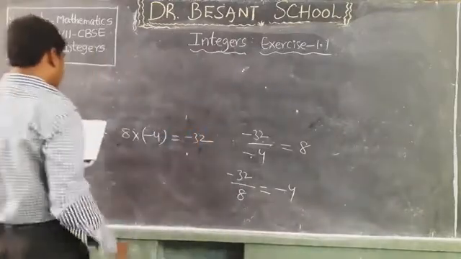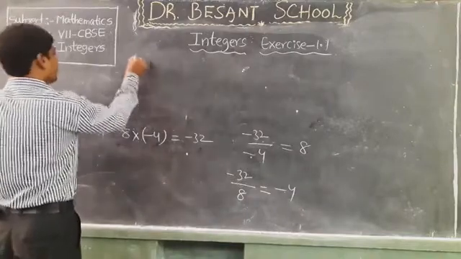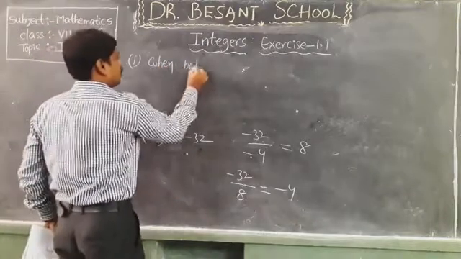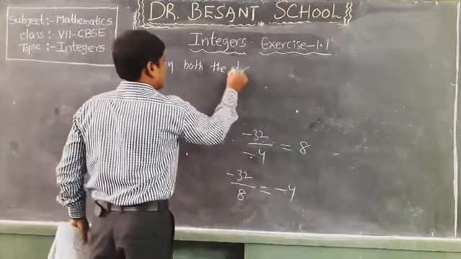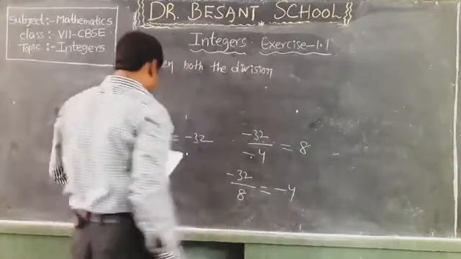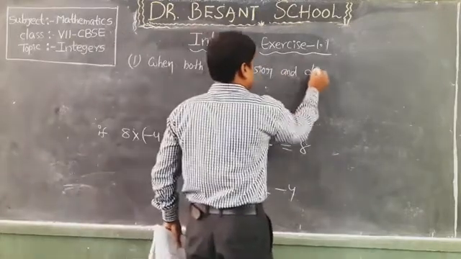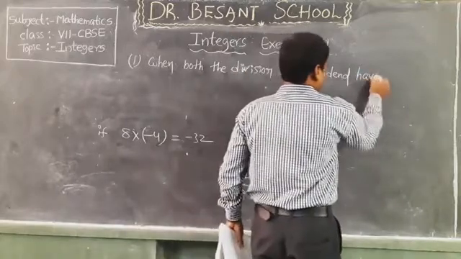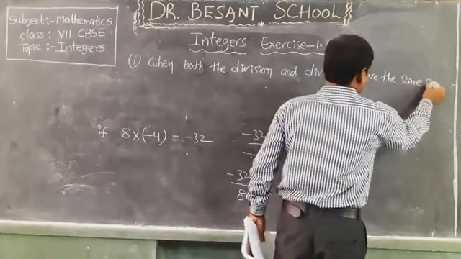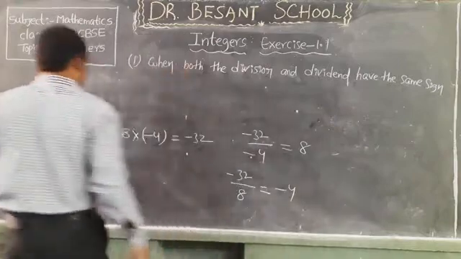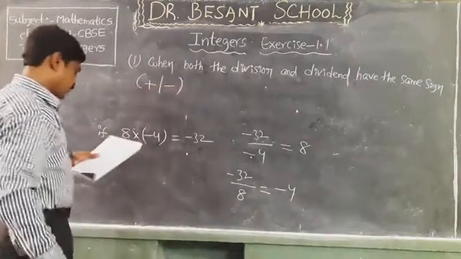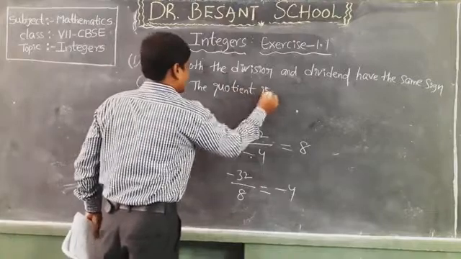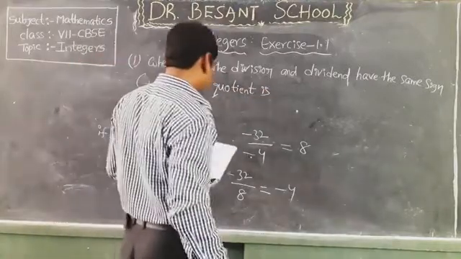First rule: when both the divisor and dividend have the same sign, either positive or negative, the quotient is always a positive integer.